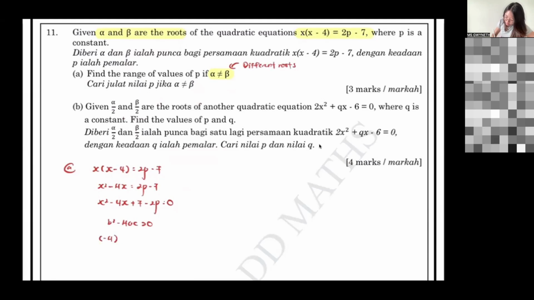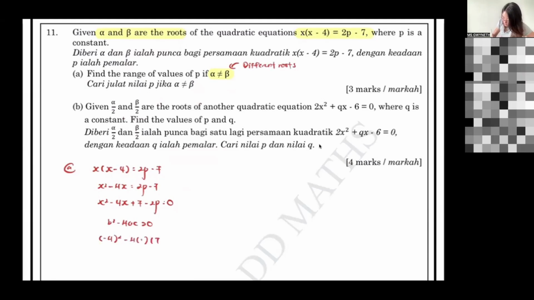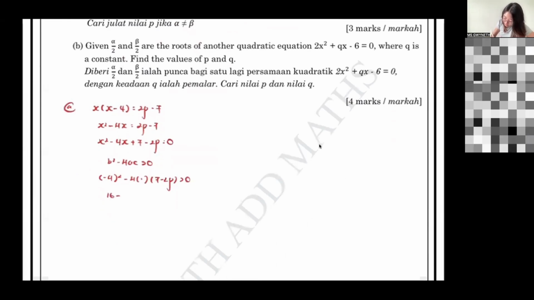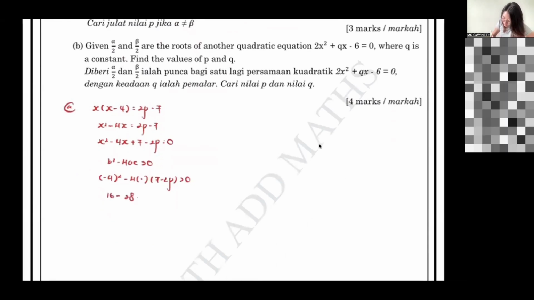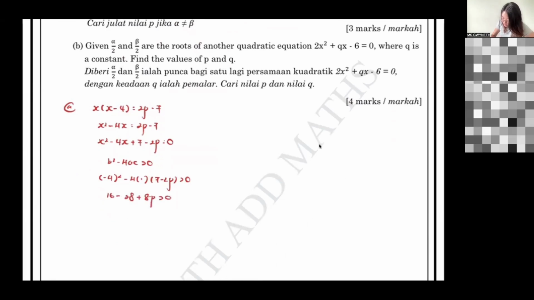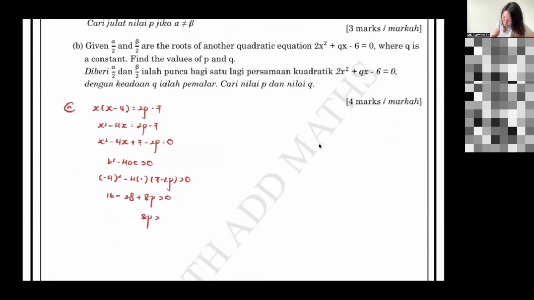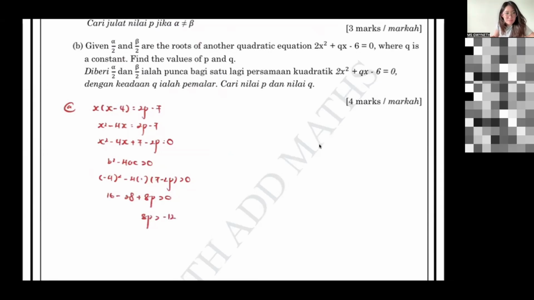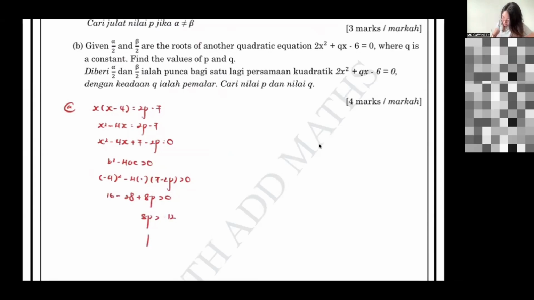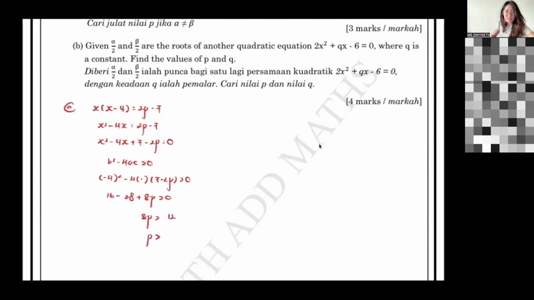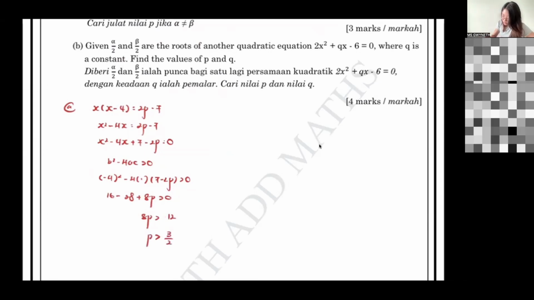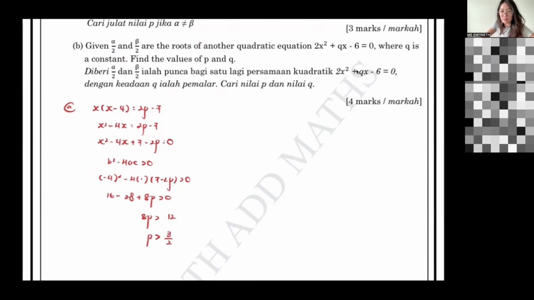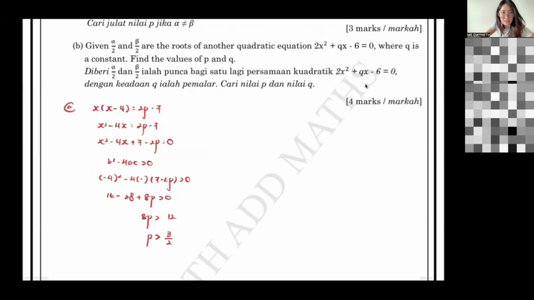Okay, b is -4, A is 1, C is 7 minus 2p, greater than 0. Okay, expand. 16, minus 4 times 7, 28, negative, negative, positive 8p, greater than 0. So you have 8p more than negative 12. Sorry, positive 12. And then move 8 over, simplify, you will get 3 over 2. If you're not moving a negative number to divide or cannot see my screen, can see or not?